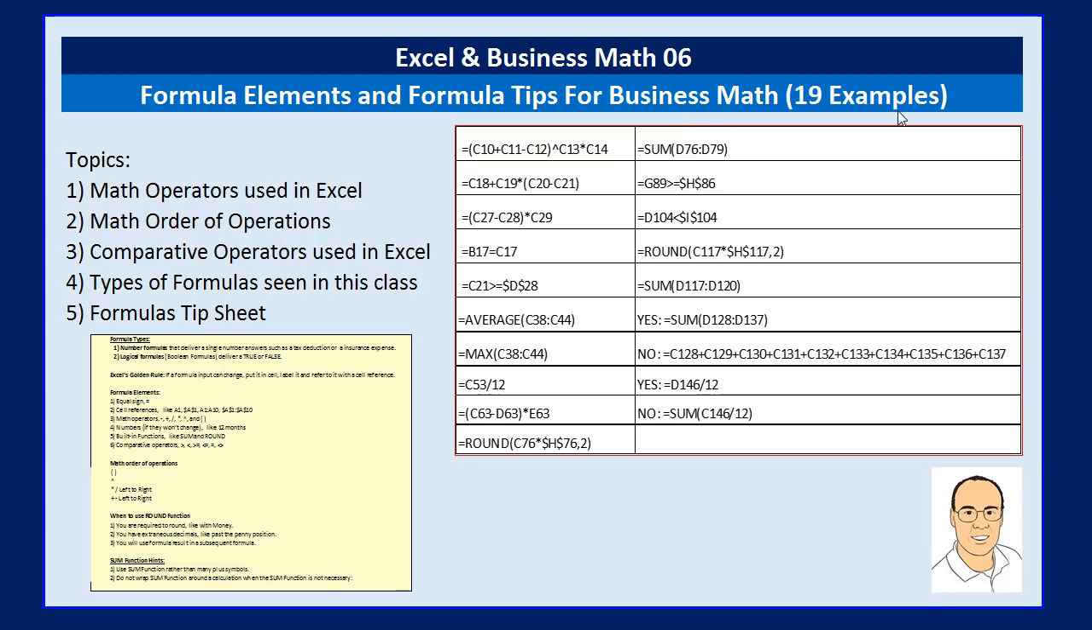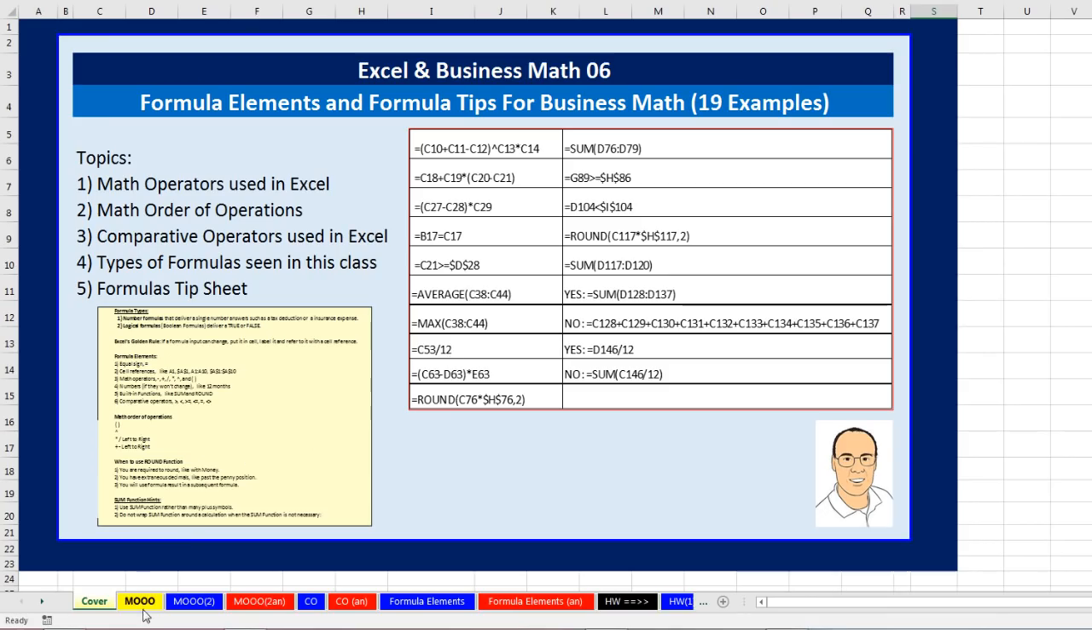Yes, 19 different formula examples. Here's all the examples we're going to see in this video. We're going to talk about math operators used in Excel, math order of operations, comparative operators used in Excel, types of formulas that we'll see in this class. And we're going to have this great formula tip sheet that'll always help us figure out the right setup for our formulas. Now we want to start off by going over to the MOO sheet.